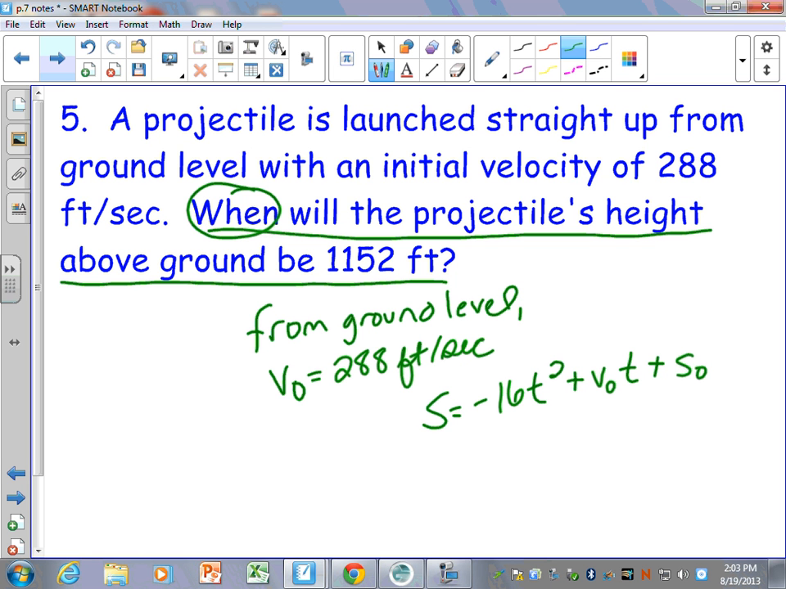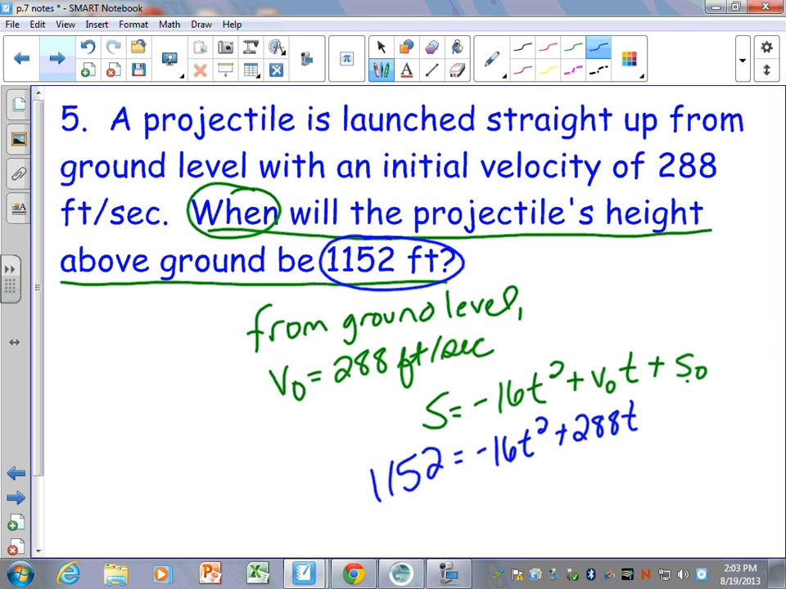So let's go through and see, from ground level, which variable does that represent? That would be 0, right? It's from ground level, so that's just nothing there. I'm not going to put anything there. Initial velocity is 288. So that's negative 16t squared plus 288t plus 0. I'm not going to put the plus 0 there. And if you weren't sure where this goes, you only have one letter left if you know t is what you're looking for. This is the height we're trying to get to. How long will it take for the ending height to be 1,152 feet?